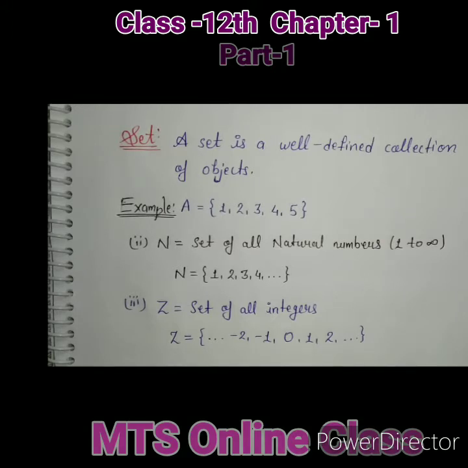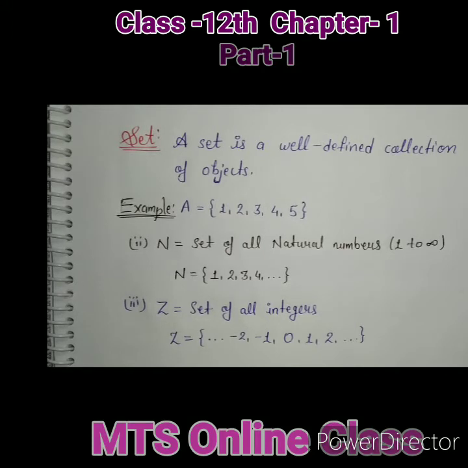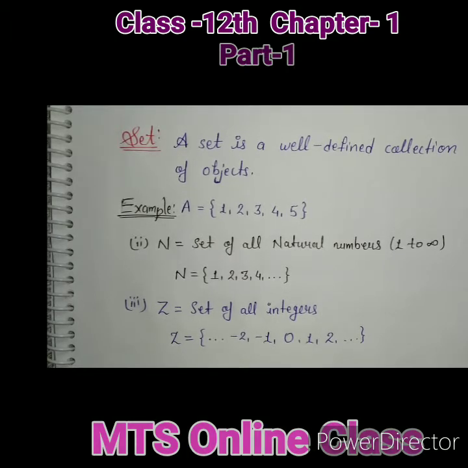First one is set. A set is a well-defined collection of objects. Sets have their importance in relations and functions. That is why we discuss set first of all. A well-defined collection of objects is called a set. Well-defined collection means the collection should not change from person to person.